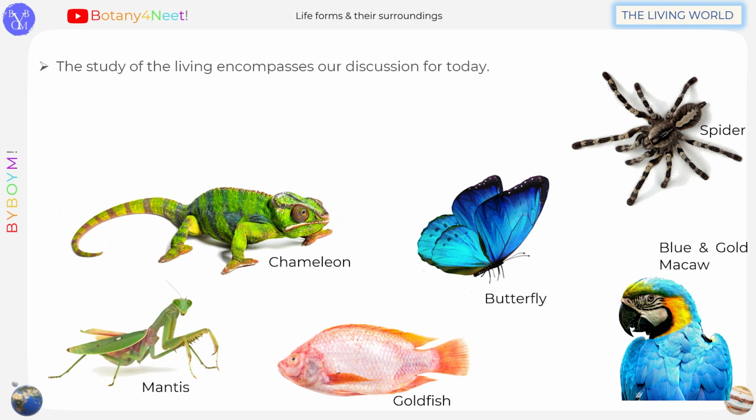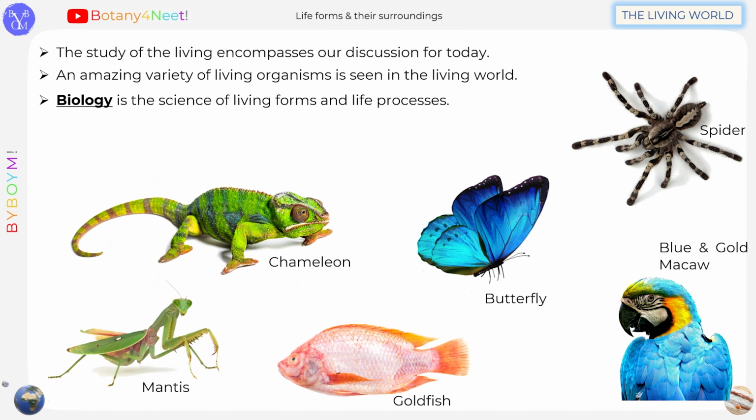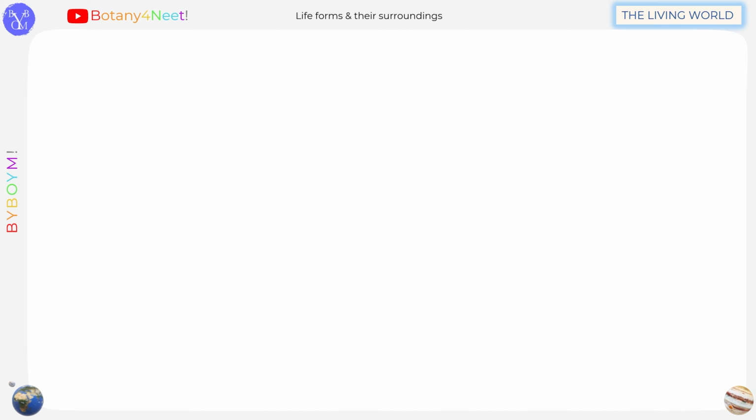So in this chapter we are only going to discuss the living organisms. An amazing variety of living organisms is seen in the living world, and biology is the science of living forms and life processes. That is, all the living forms are studied under a single umbrella known as biology, and we also study the different life processes, that is, the processes that are happening inside living organisms.